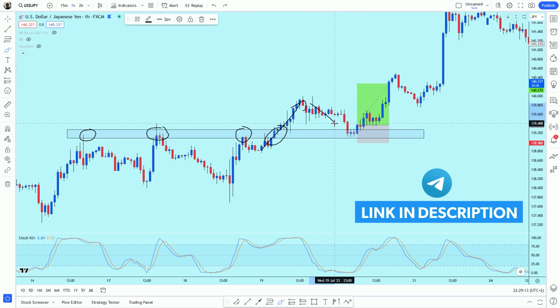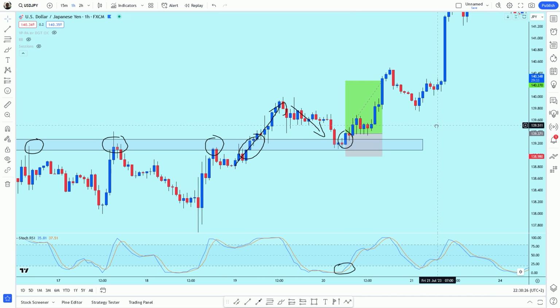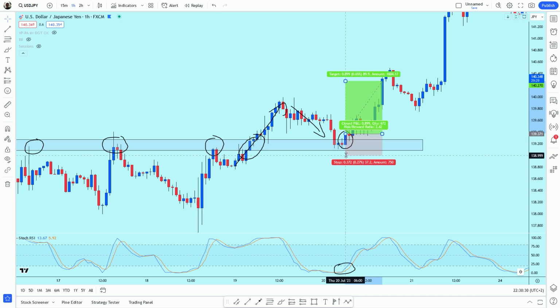As you can see, price then went down to test this previous resistance zone and formed this nice bullish candlestick pattern. Also, for confirmation, we can see the stochastic RSI indicator is below zero, which indicates bullish pressure. This is a very good opportunity to buy after this candlestick formation and put a stop loss below this previous resistance or low level here.